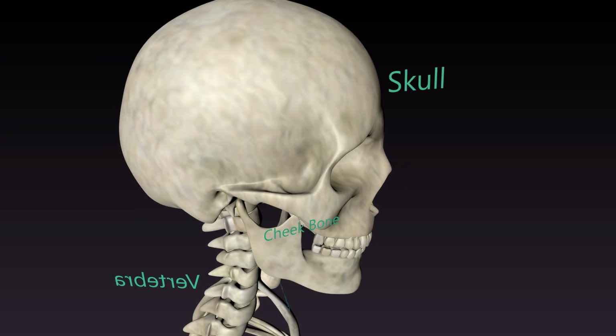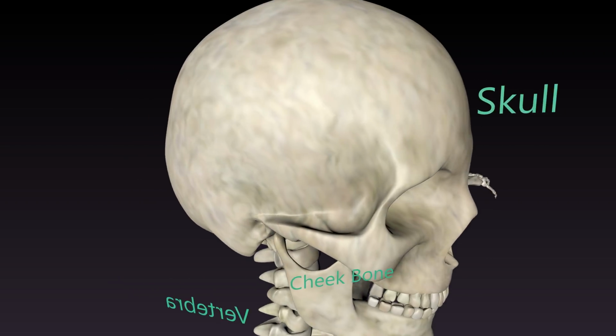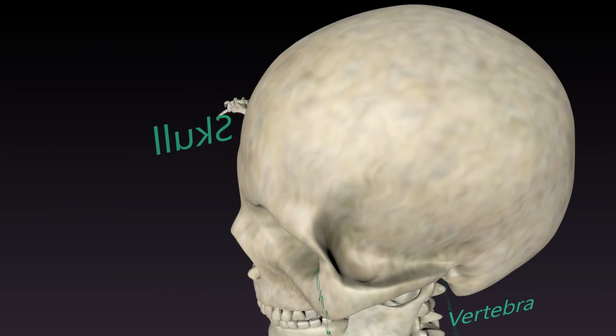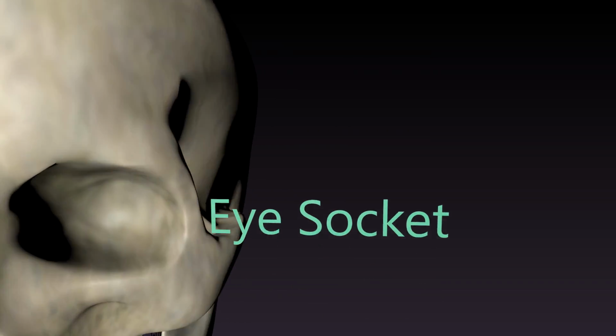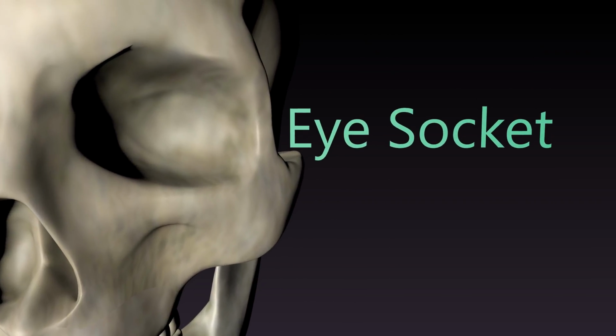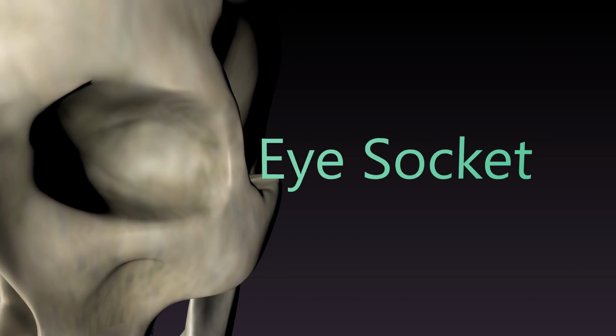Let's look at your head. This is your skull. The bones of your head make your skull. This is an eye socket. Your eye sits in your eye socket.